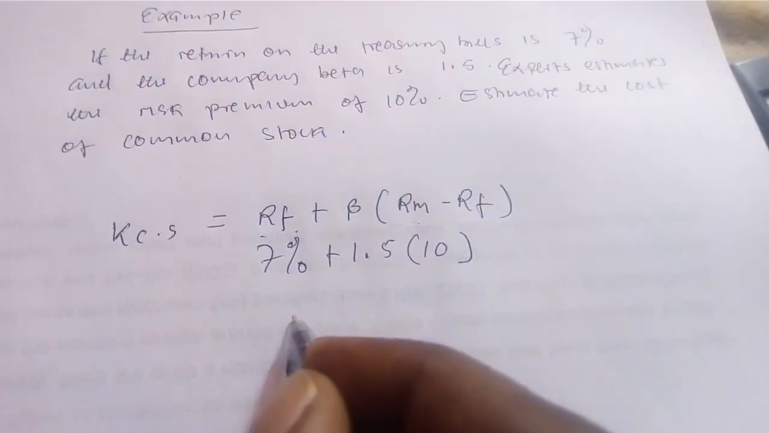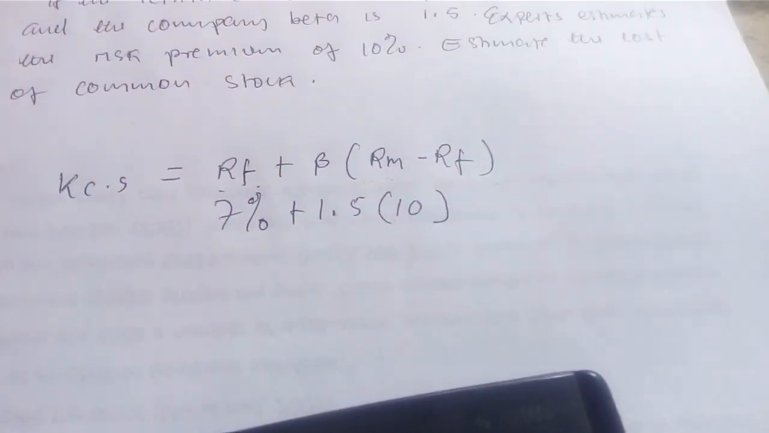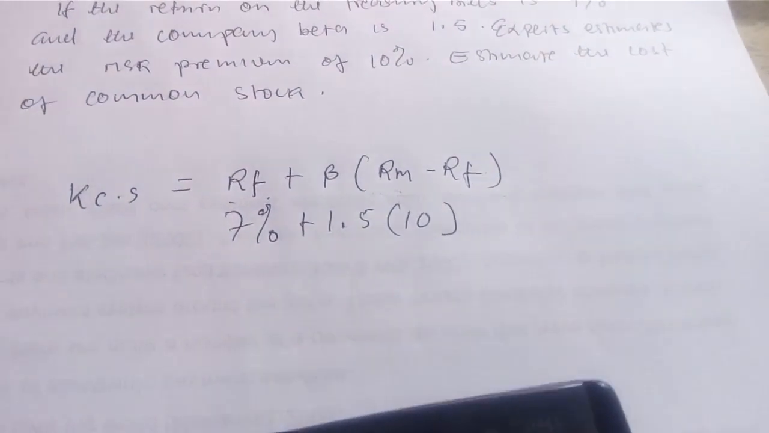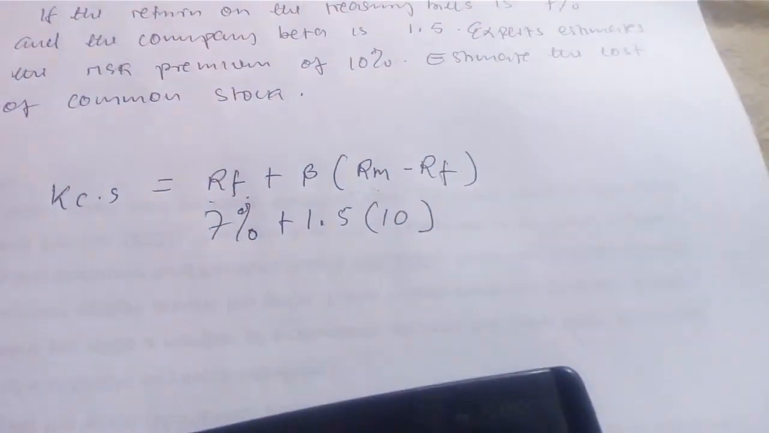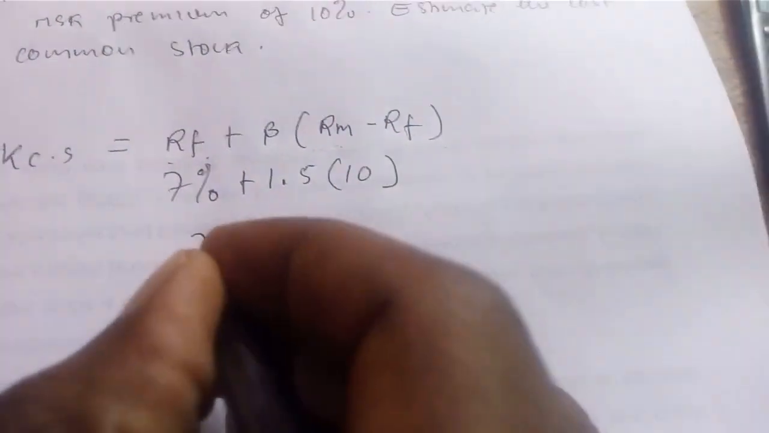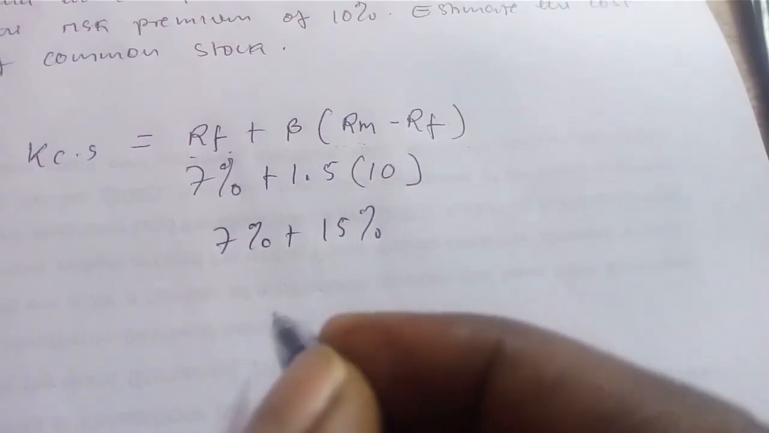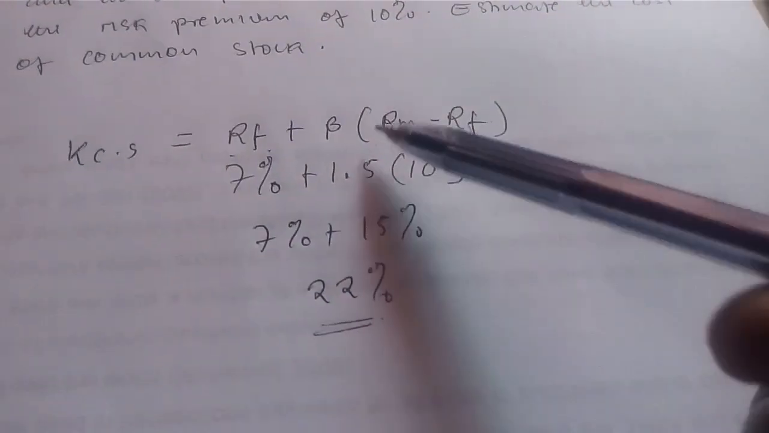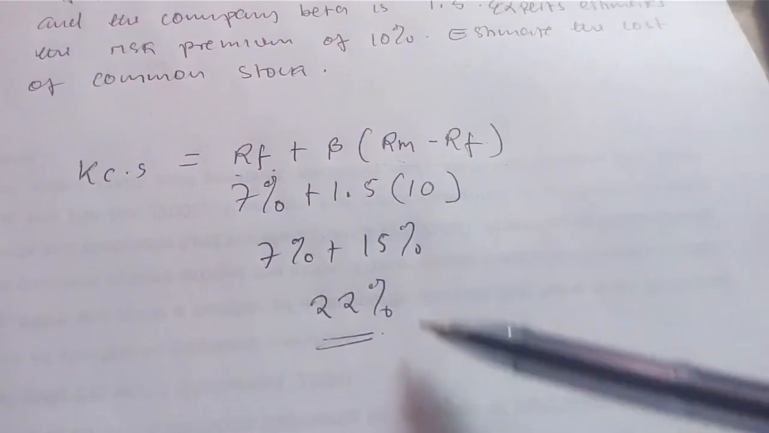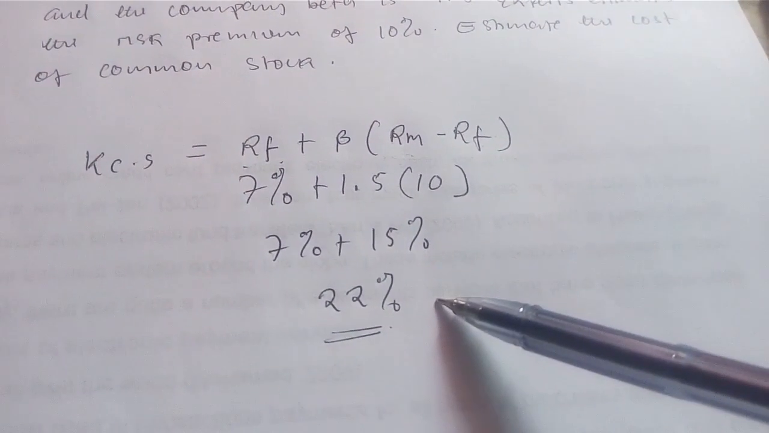Okay, so the simple computations here: I have 7% plus 15%, which gives me 22%. So that's an illustration of how we find the cost of common equity using the capital asset pricing model.